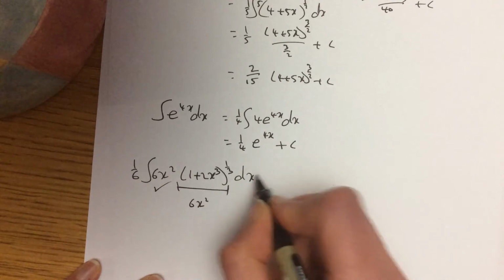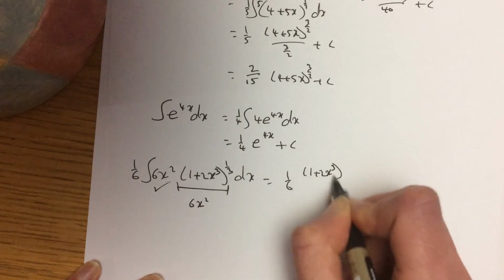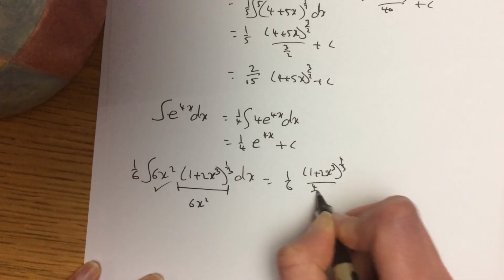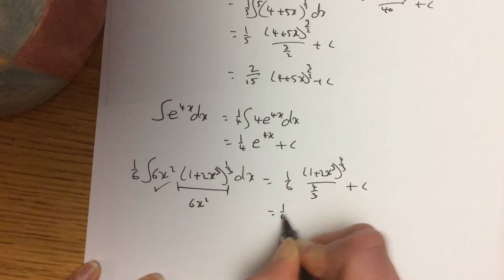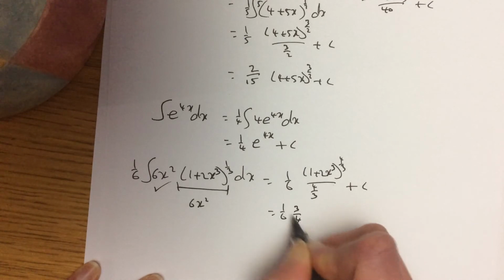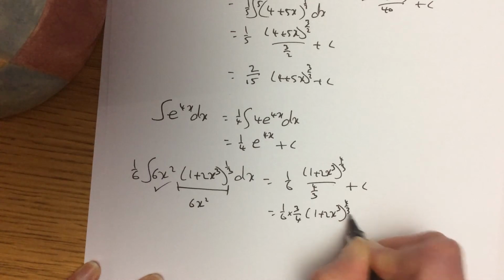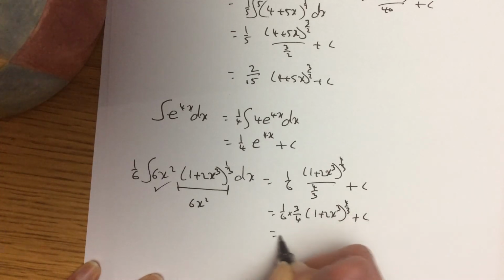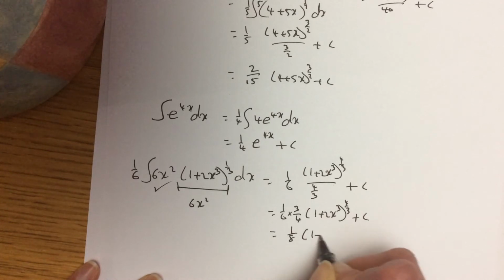I'm good to go. So you add 1 to the bracket. So it's 4/3 and divide by it. And don't forget your c. So that is a sixth, that's upside down, times 3/4. 1 add 2x cubed, 4 over 3 plus c. They cancel to give you 2, so half times 1/4 is 8.